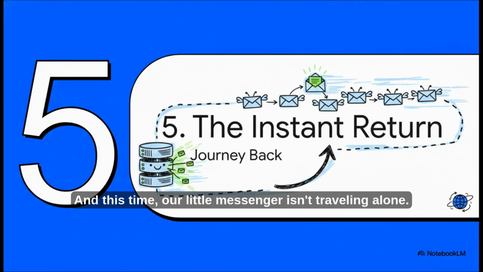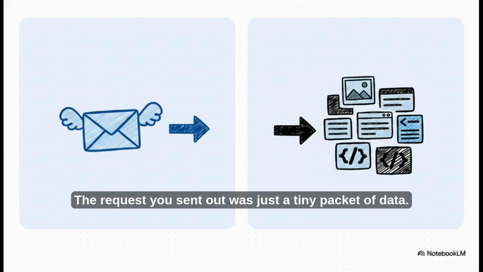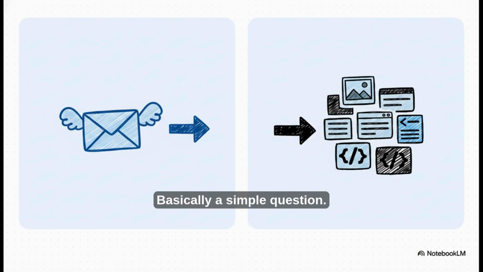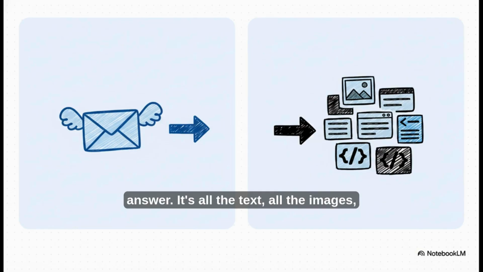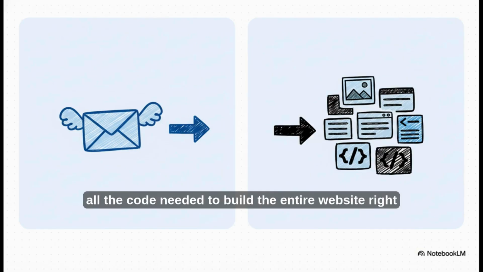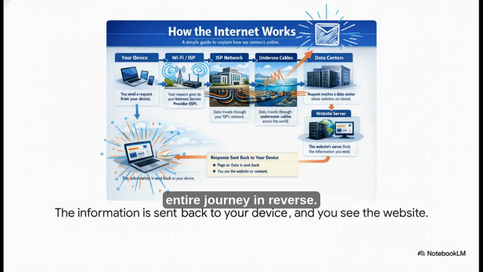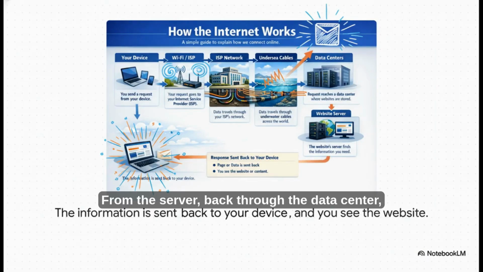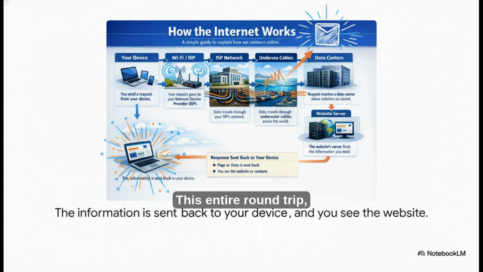And this time, our little messenger isn't traveling alone. And here's the key difference. The request you sent out was just a tiny packet of data, basically a simple question. But the response that's coming back is the complete answer. It's all the text, all the images, all the code needed to build the entire website right there on your screen. So this much larger package of data now makes the entire journey in reverse, from the server, back through the data center, across the ocean in those cables, to your ISP, through your router, and bam, it's on your screen. And the most incredible part of all of this? This entire round trip across the planet and back happens in the blink of an eye, literally.